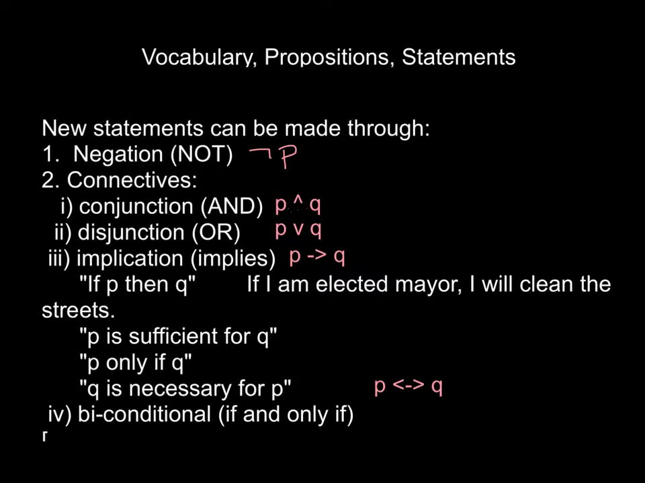We can interpret the implies also as P is sufficient for Q. Using our mayor example, that would be being elected mayor is sufficient for me to clean the streets. Two more interpretations of the implication: P only if Q, or Q is necessary for P. In our example, that would be I will not be elected mayor without cleaning the streets. Last, we have the biconditional over here, which is if and only if. P if and only if Q, which means P implies Q and Q implies P.